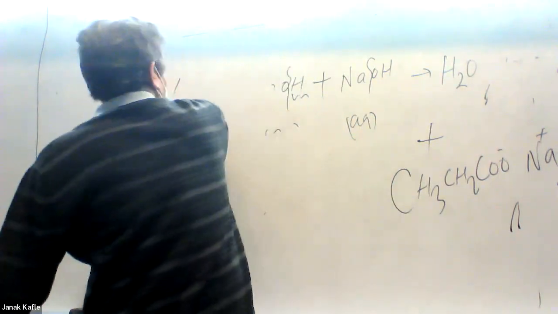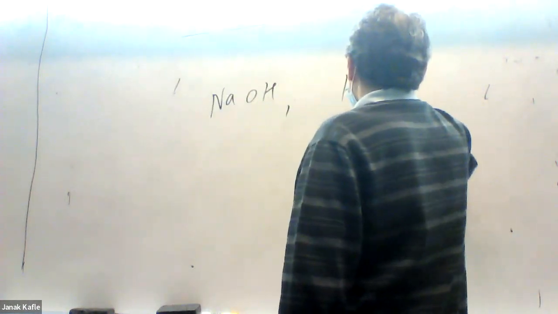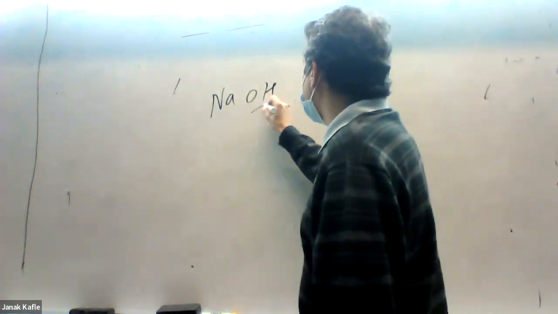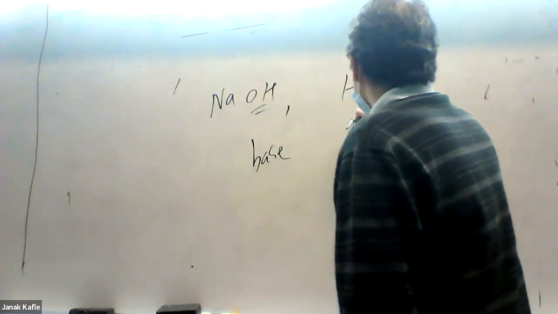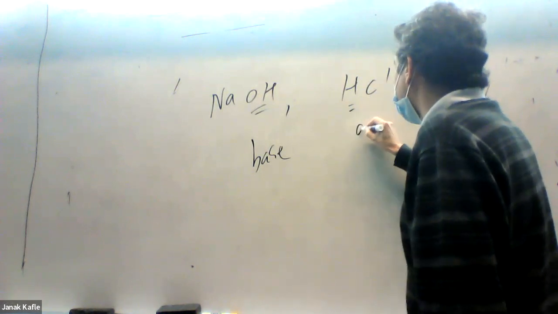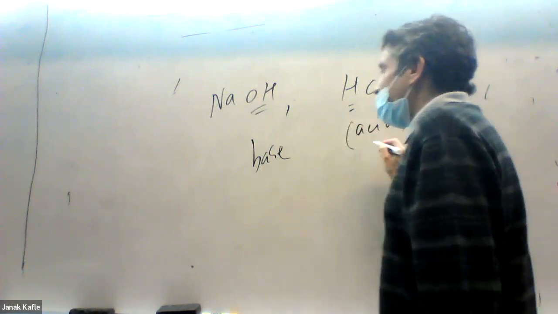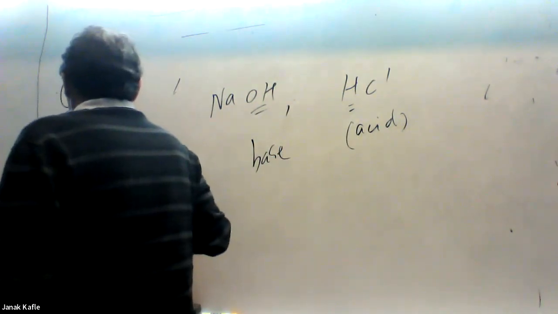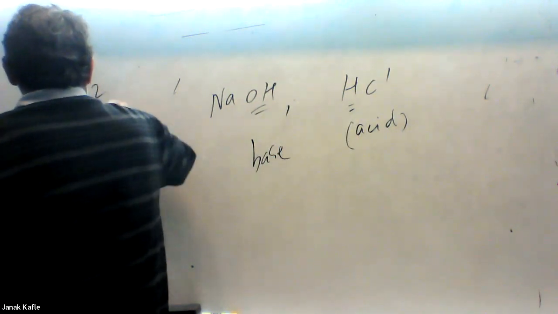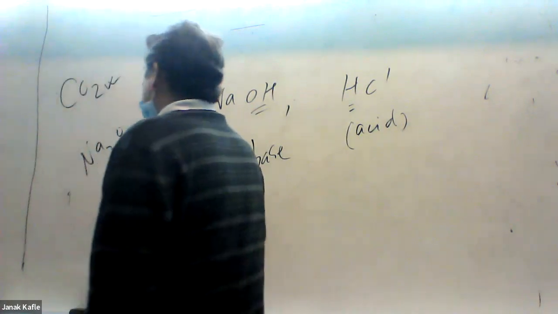So if you see something like NaOH and HCl, you can easily say, oh, this guy has an OH, so this is base. This guy has H plus and it is acid. But how about some oxide? Let's say CO2 or Na2O. Is this an acidic oxide or a basic oxide?